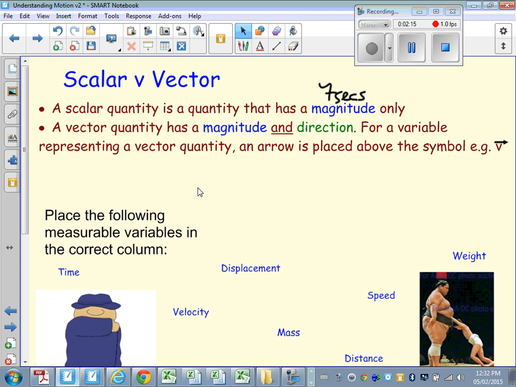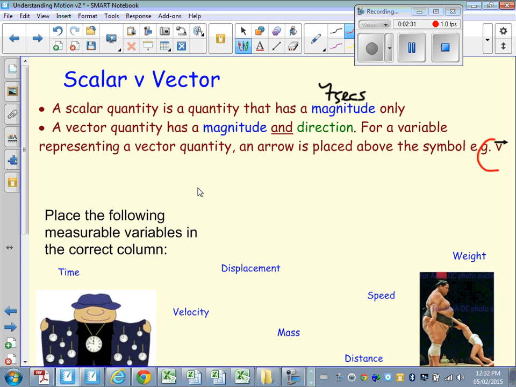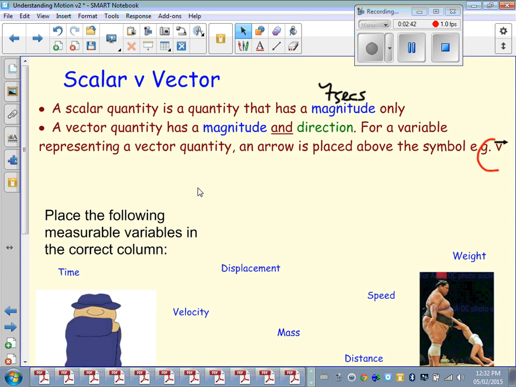A vector quantity has a magnitude and direction, and for a variable representing a vector quantity, an arrow is placed above the symbol. So you can see the example on the board of V, and it's got the arrow above it. This is for velocity. And there are certain times when we would need to know, are we going south, are we going east, are we going west, are we going north, and so on. And it can be useful.